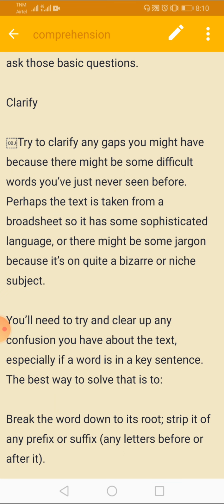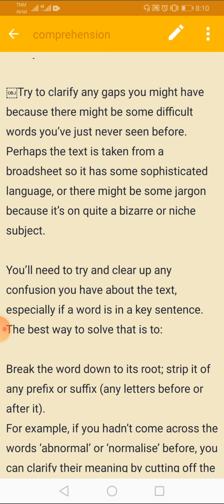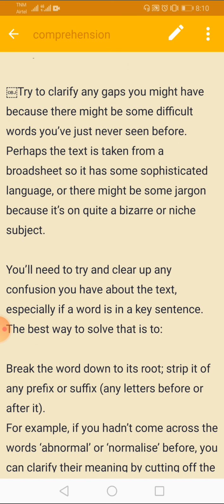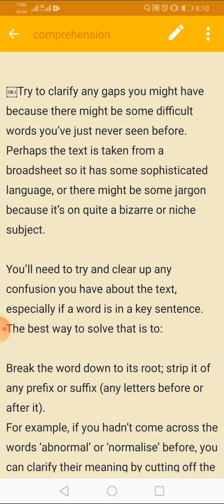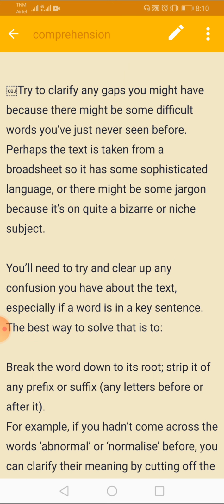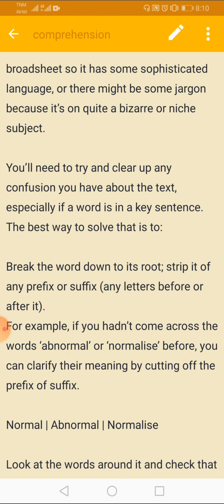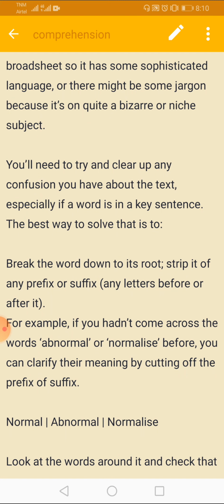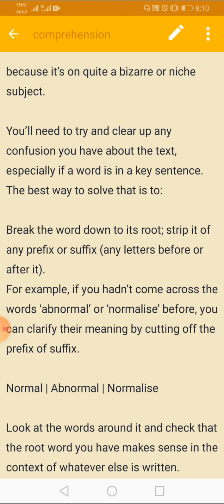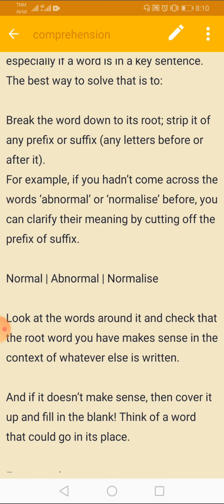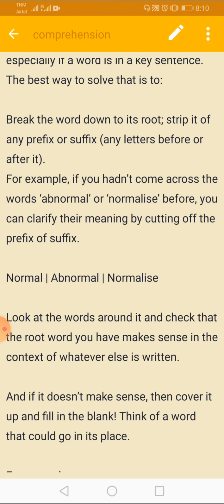Clarify. Try to clarify any gaps you might have, because there might be some difficult words you've just never seen before. Perhaps the text is taken from a broadsheet, so it has some sophisticated language, or there might be some jargon because it's on quite a bizarre or niche subject. You need to try and clear up any confusion you have about the text, especially if a word is in a key sentence. The best way to solve that is to break the word down into its roots, strip it of any prefix or suffix.